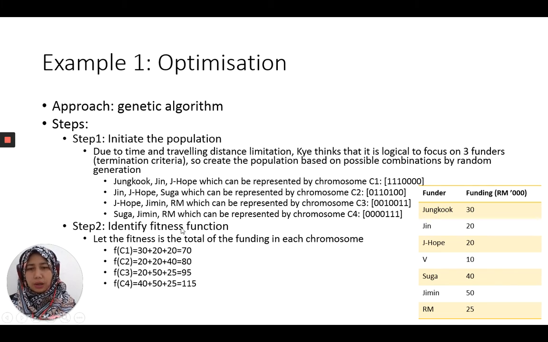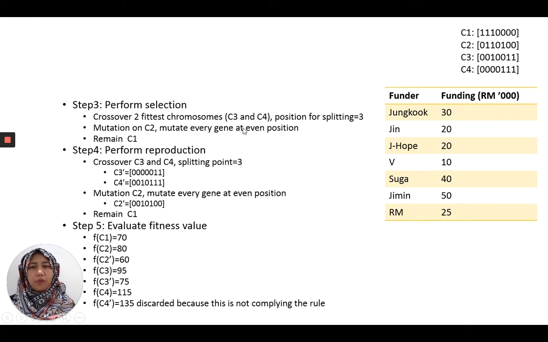Next step is to identify the fitness function. So we learned that the fitness is the total of the funding in each chromosome. This is done quite easily by combining the total funding by each of the identified funders. Then we want to perform selection.